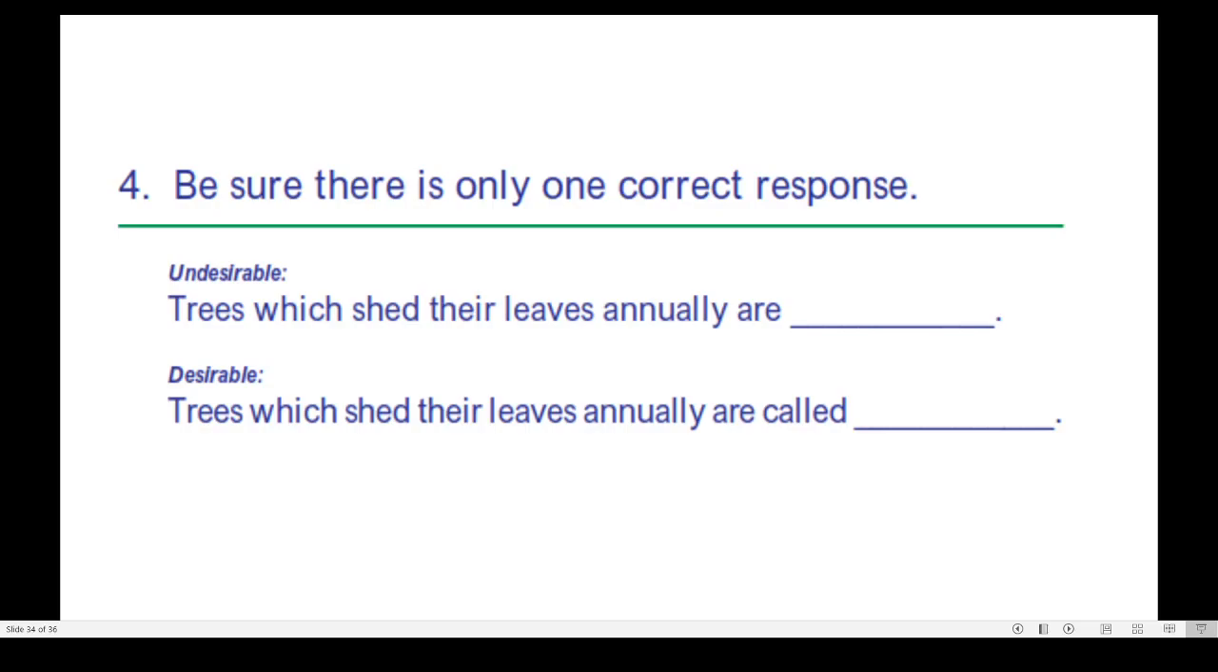So, for example, trees which shed their leaves annually are blank. What kind of trees are these? There are many kinds of trees that shed their leaves annually. Okay? But we can make it more specific by saying trees which shed their leaves annually are called blank. So you are asking a general term referring to trees that shed their leaves annually. So you're not asking just for an example of a tree that you know or that sheds its leaves annually, but you're asking for the general term.